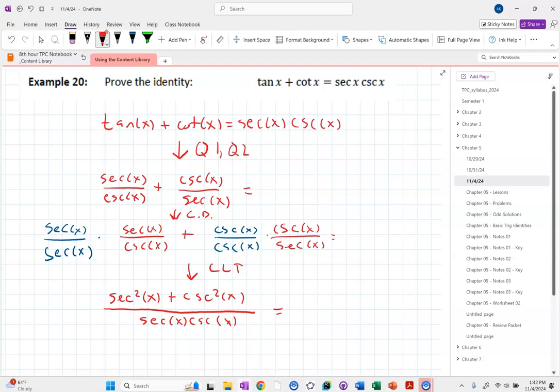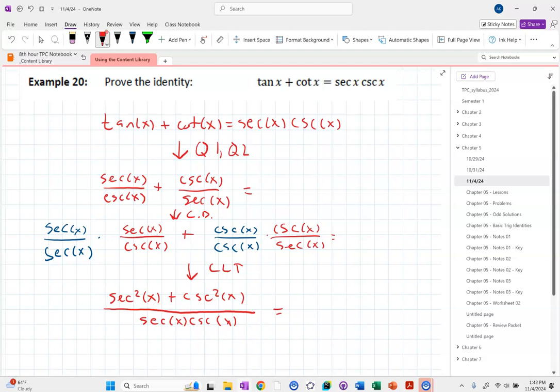But I'm not sure I want to really do that because I want to end up with secants and cosecants at the end. Secant squared. So, well, I could turn secant squared into tan squared plus 1. But again, that doesn't seem like that's helping me. At this point, I'm not really sure what to do.